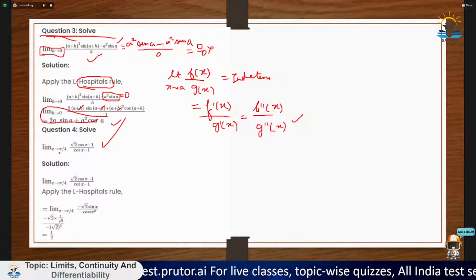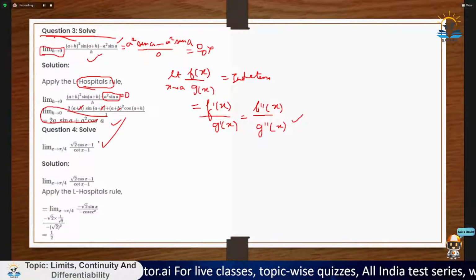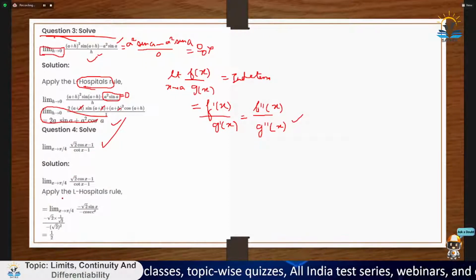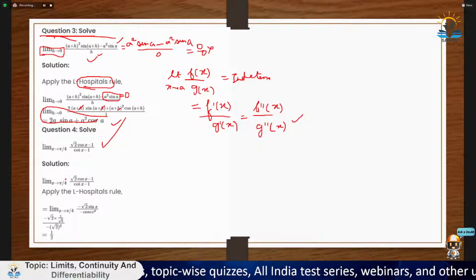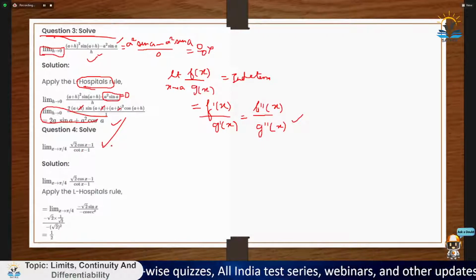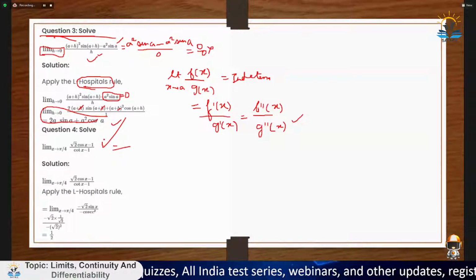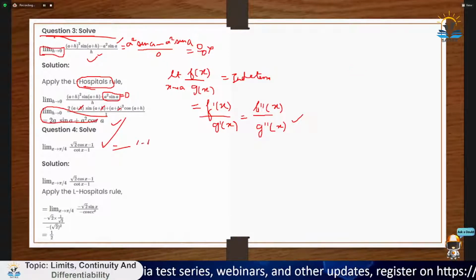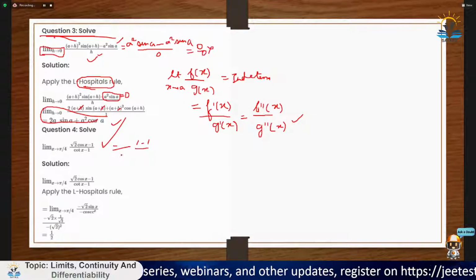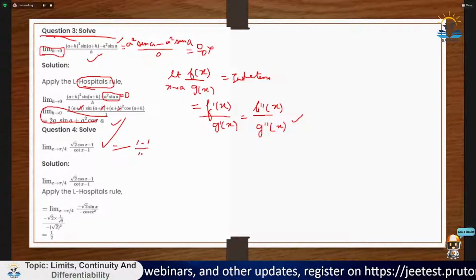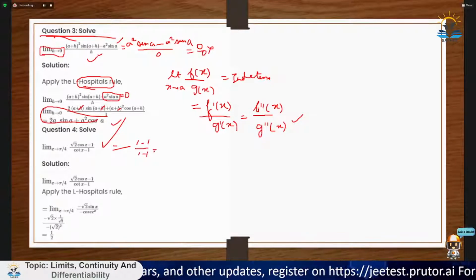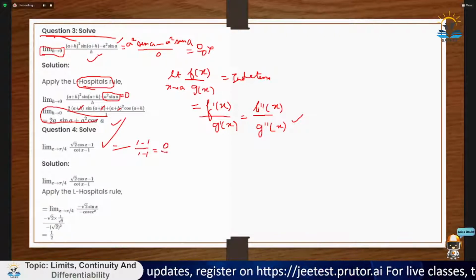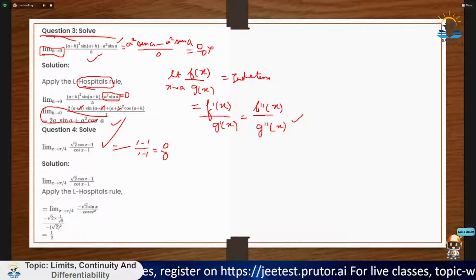Then moving on to question number 4. In this question, it is given: limit of x tending to pi by 4, (root 2 cos x minus 1) upon (cot x minus 1). So in this question, you just need to apply pi by 4 here. So cos pi by 4 is 1 by root 2, so you will get 1 minus 1, divided by cot pi by 4. Cot pi by 4 is 1 only, so 1 minus 1. So you are again getting 0 by 0, which is again an indeterminate form.